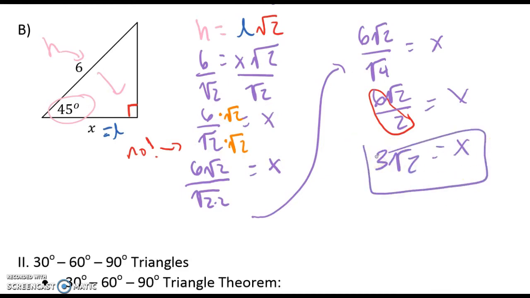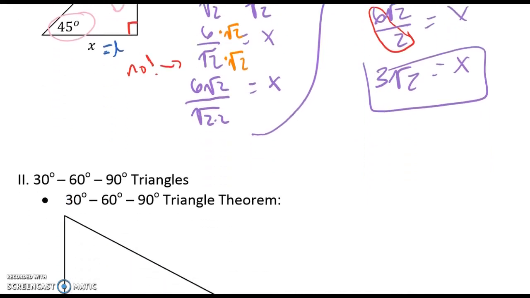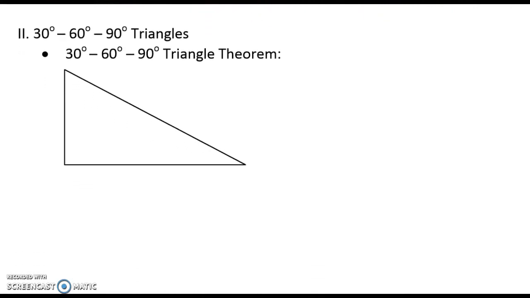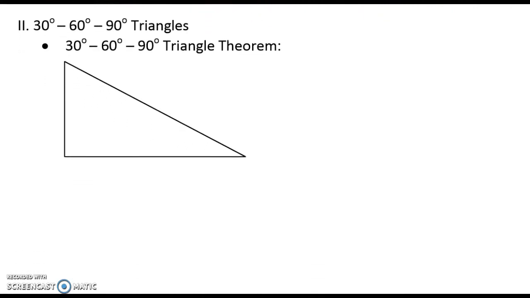And done. Alright? So those are 45, 45, 90 triangles. We've also got another special right triangle called 30, 60, 90. So obviously 30, 60, 90 refers to the angle measures. So we've got the 90-degree angle, obviously, and then we've got the smaller angle, which will be 30, and the larger angle, which would be 60. And then we're going to talk about the relationship between the three sides, and this time, the acute angles are not congruent, so we don't have an isosceles triangle.